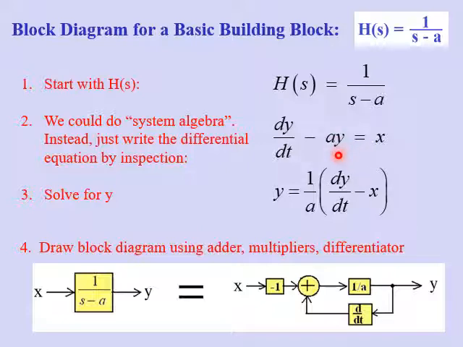So once we have this differential equation, we can solve for y. There are a few steps that I didn't show here, but it's just simple algebra. We can bring the ay to the other side, and we get this equation here. And this can be realized again by using a block diagram. You can see that we're going to need a differentiator, a multiplier, and an adder. And so when we're all done, here is the block diagram over here on the right for this subsystem, which is 1 over s minus a.